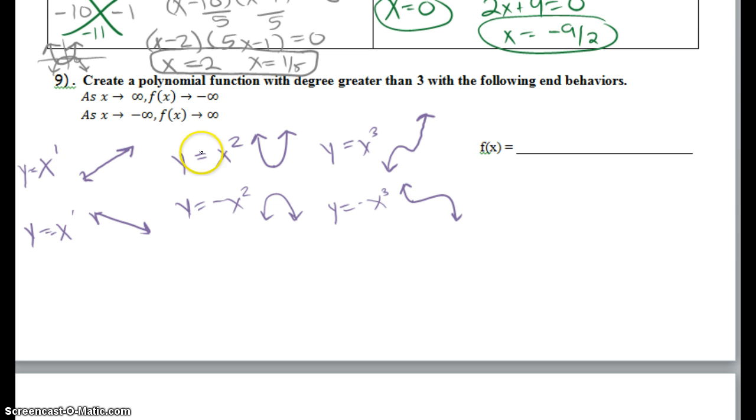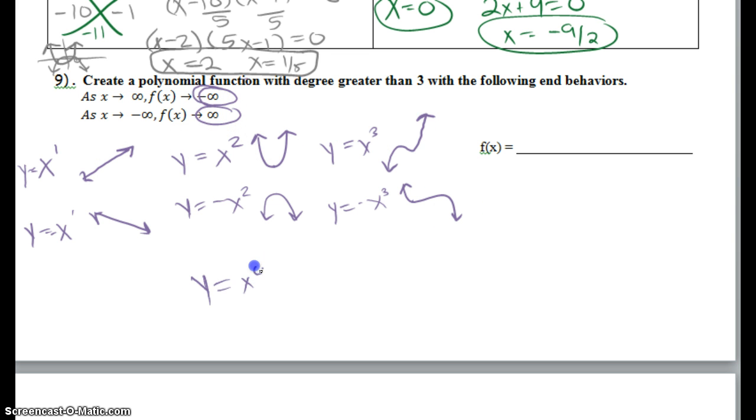So look at the trend. When your leading coefficient is positive, you're increasing. Your arrows either face up or you're going up. When you have a negative out front, a negative coefficient, overall you're going down. So if I want something greater than 3, and I want my end behaviors to be opposite, one is down, one is up, it's going to be an odd function.